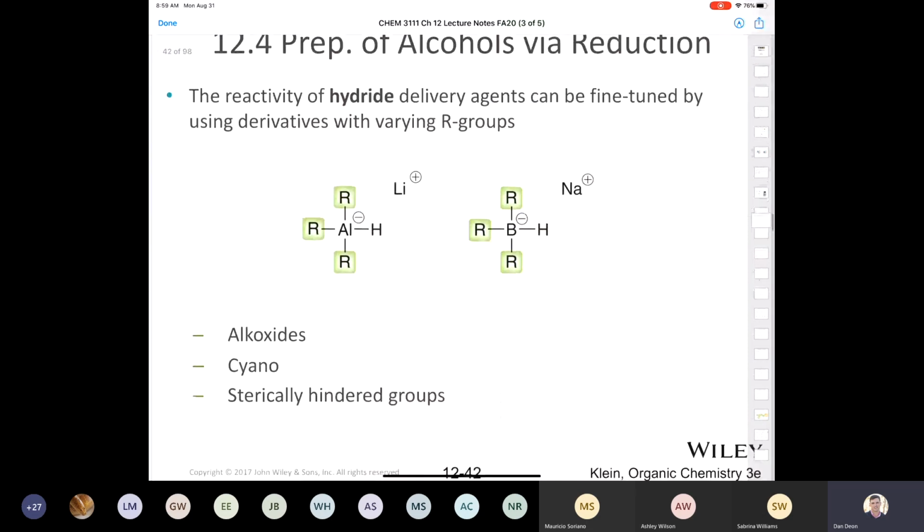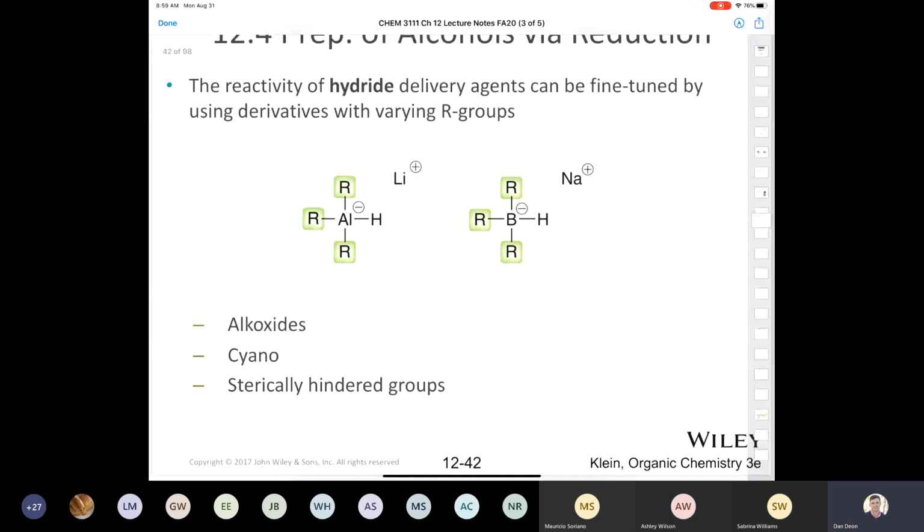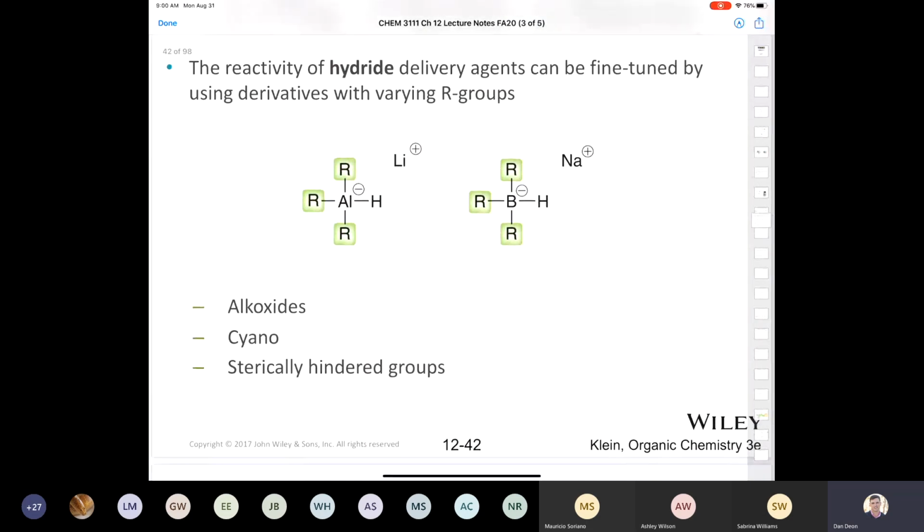And so there are many different hydride delivery agents that can be fine-tuned using derivatives with varying R groups. And so there's all kinds of them out there on the market. Believe me, this guy doesn't know them all. There's many, many different ones that you can buy. It says for these R groups, they could be alkoxides, cyano groups, big bulky groups.